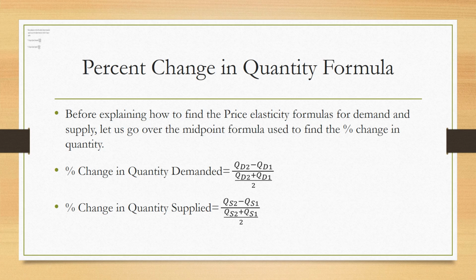The percent change in quantity demanded is equal to the new quantity demanded minus the old quantity demanded divided by half the sum of both quantities demanded. And the percent change in quantity supplied is equal to the new quantity supplied minus the old quantity supplied divided by half the sum of both quantities supplied.